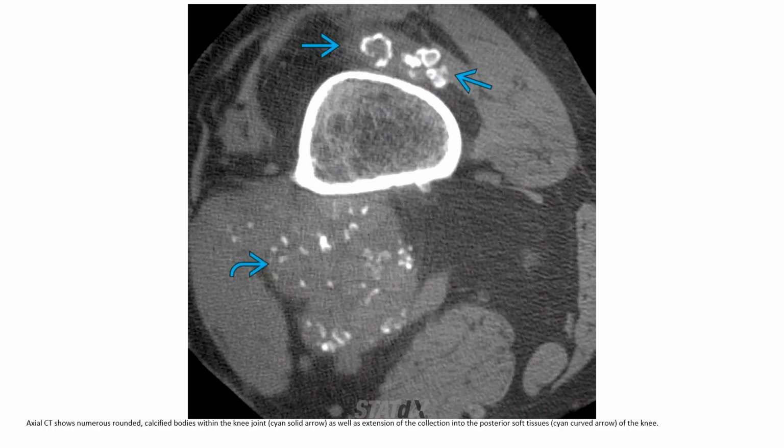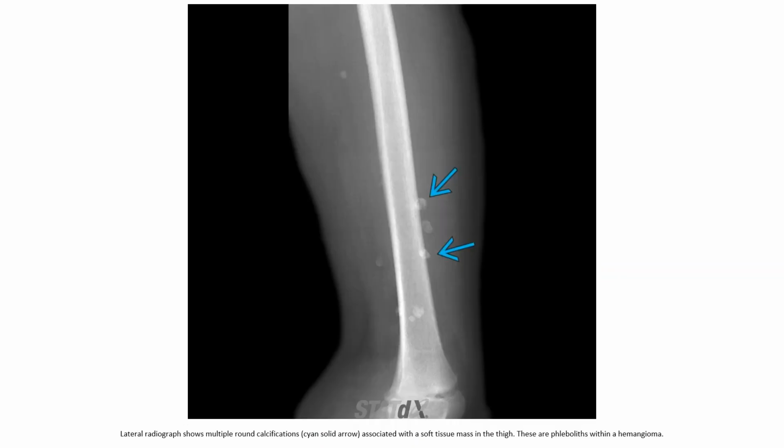Axial CT shows numerous rounded calcifications within the knee joint, as well as extension of the collection into the posterior soft tissue of the knee. Lateral radiographs show multiple round calcifications associated with a soft tissue mass. These are phleboliths within a hemangioma.